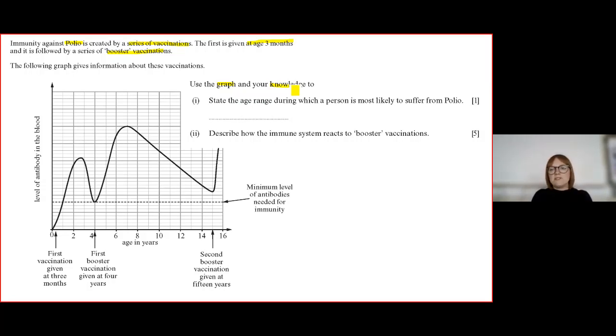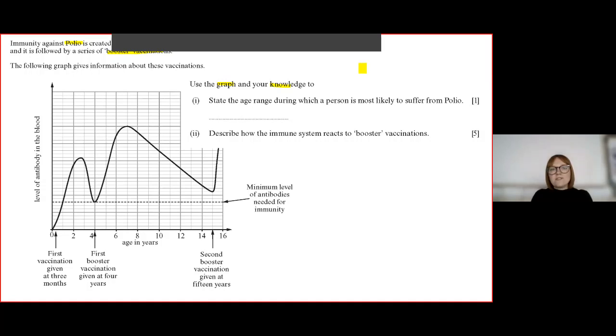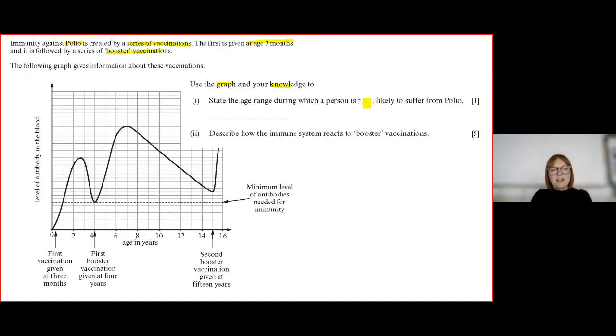Have a little think about what you would do for this question. So remember, you're most likely to suffer from polio when you're unvaccinated. The answer will come up. There we go: 0 to 1 years. So before the vaccination is given, as you can see, the level of antibodies in the blood is very low. So this is where we are most likely to suffer from polio.